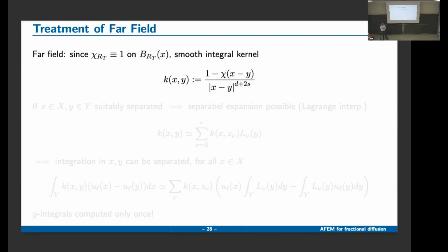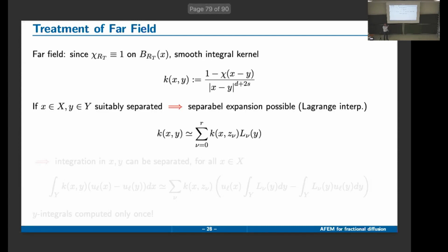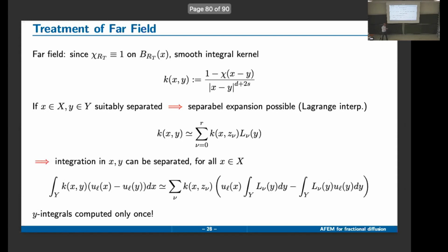This is obviously that if x and y are suitably separated, you can, for example, write down a separable expansion for this. You can use Lagrange interpolation, and write this kernel as evaluated at interpolation points and Lagrangian polynomials. So you separate the variables and plug this back into your operator.